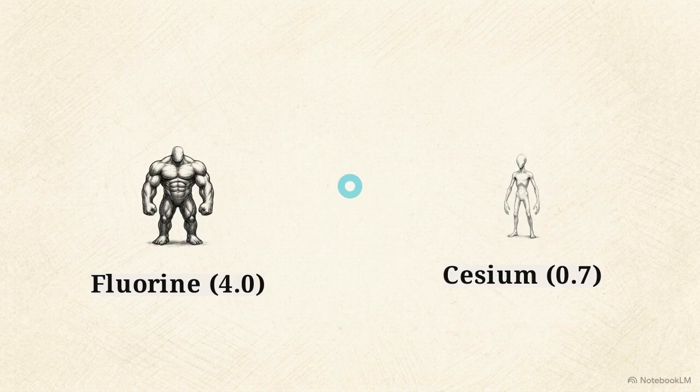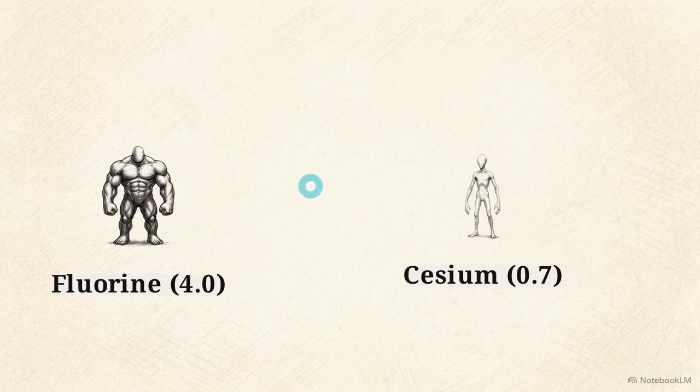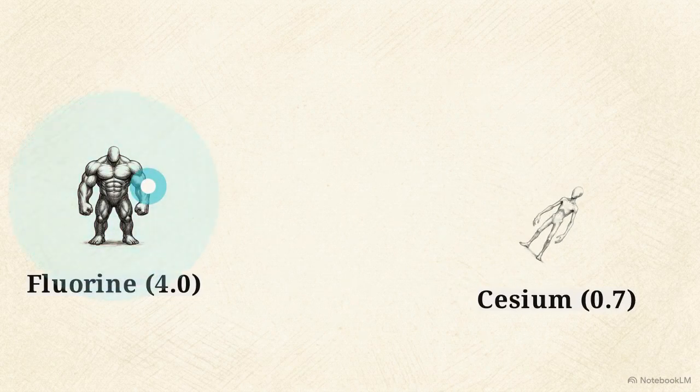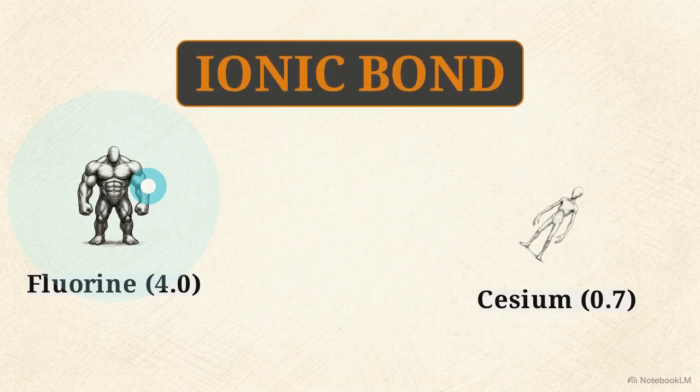But consider the opposite extreme: fluorine at 4.0 against cesium at 0.7. The mathematical difference is massive, ending the tug-of-war entirely. The stronger atom severs the connection, stealing the electron outright. This violent theft abandons covalent sharing entirely, forging an ionic bond.